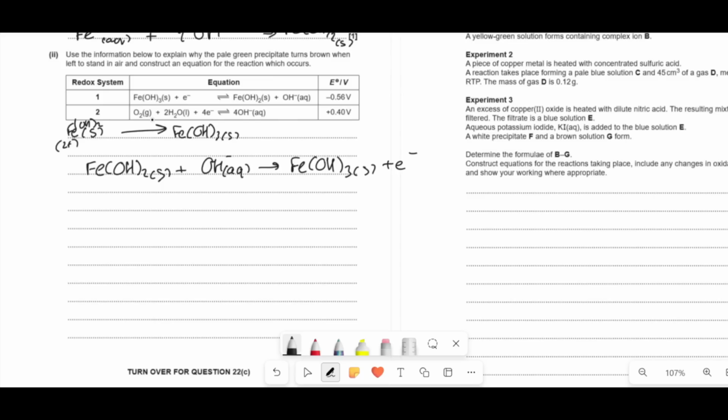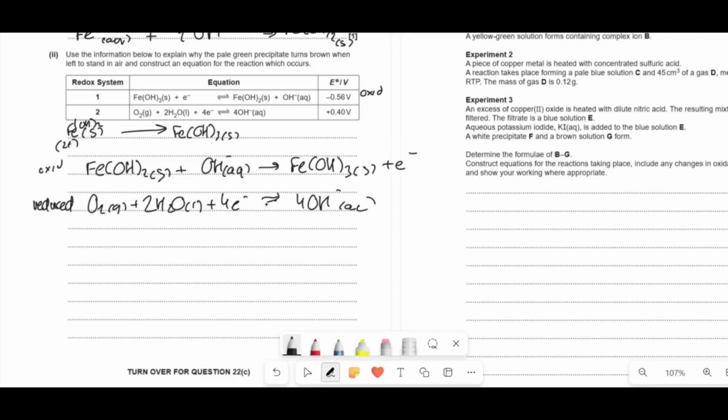That's oxidized, and because you've got an electron on this side, that's changing from Fe2+ to Fe3+. That makes sense. So that is oxidized, and that's more negative. That's what we're familiar with, right? And then this is reduced, so the other one has to be reduced. So that means we're going to have what? O2 gas plus 2H2O liquid plus 4e- gives you 4OH- aqueous.